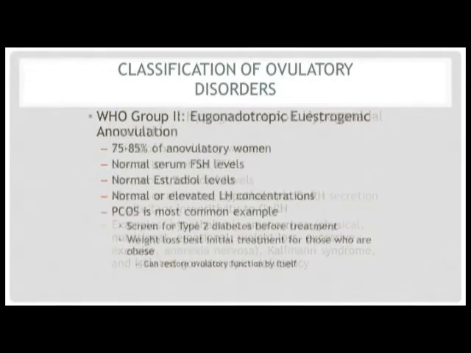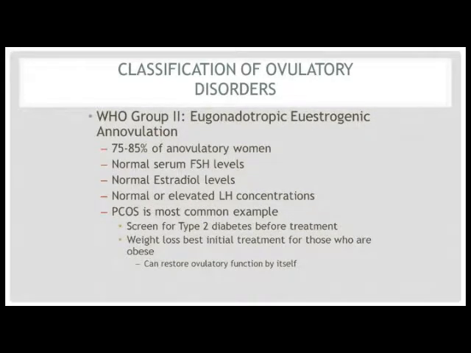So the second group is certainly our most common form of ovulatory disorders. So that's eugonadotropic, euestrogenic anovulation. So that's 75 to 85% of anovulatory women. These women will have normal FSH levels, they'll have normal LH levels, or elevated LH levels in PCOS, and they'll have normal estrogen levels. So if they do have a period and you do labs on day 3, everything's going to look normal. Okay, so there's going to be no highlight there.